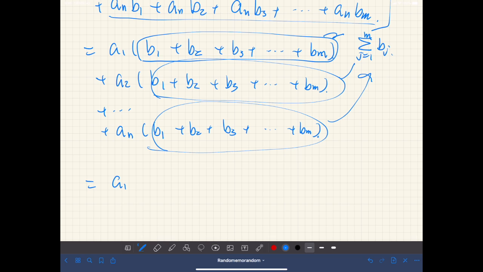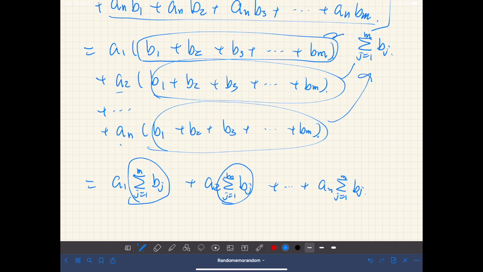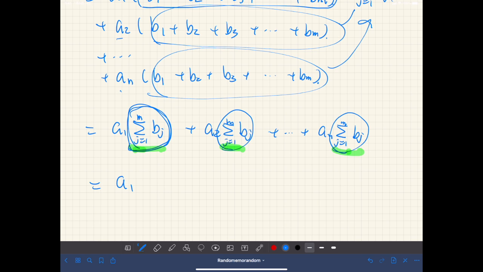So we have a1 and the sum, and a2 and the sum, and an and the sum. But this summation as a whole is just a number, and we have the same number here, here, and here. So we can factorize this number out, and after all, we have a1 plus a2 plus an. So we factor this summation out.